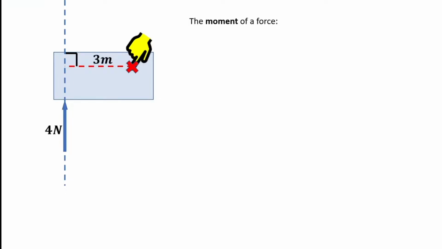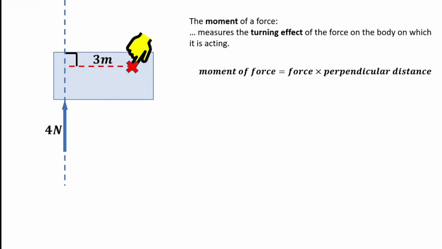Let's bring in the definition. Now, the moment of a force actually measures the turning effect that a force generates on a body on which it is acting. So this force is in contact with this lamina. What turning effect does it have? We can calculate that by multiplying the force by the perpendicular distance.